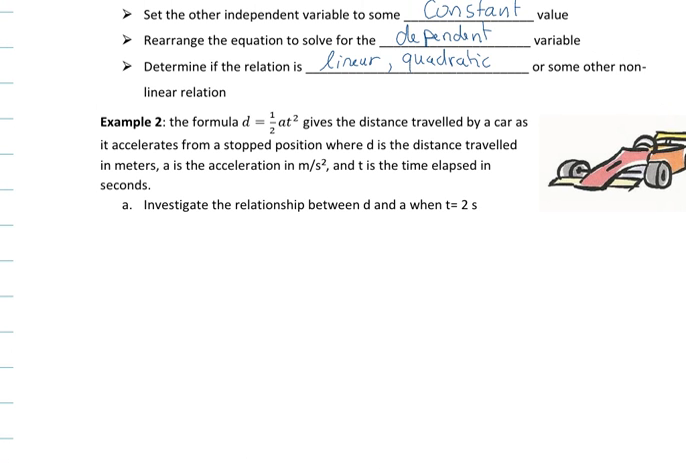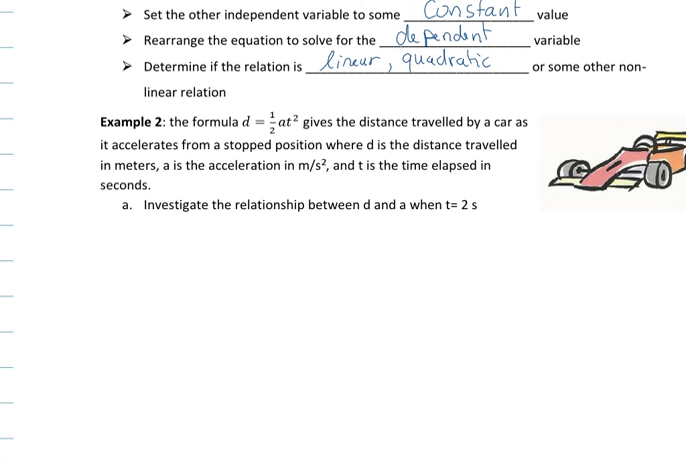Good. So if I want to investigate the relationship between distance and acceleration, where time is equal to 2, what does it tell me to do here? Replace T. Replace T with what? With 2. And then what would I have left in my equation? A and D. Right? So they want you to investigate the relation between D and A, where T is 2.